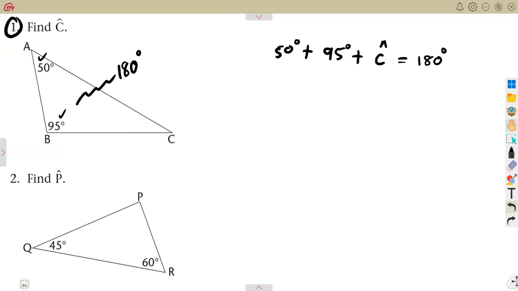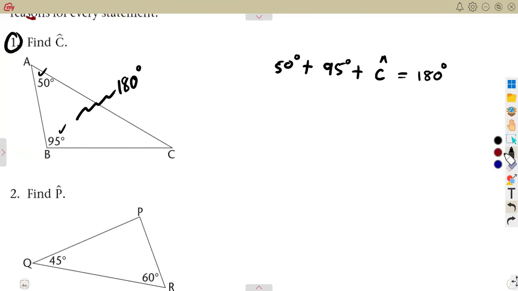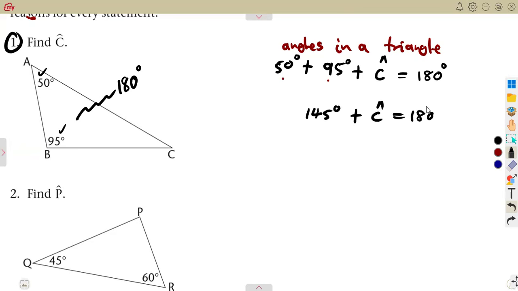So the reason that we're going to have in this case is angles in a triangle. Angles in a triangle add up to 180 degrees. So if you understand this, you can actually form an equation that you are supposed to solve. We can add these two numbers, the 50 and 95. That is going to give us 145 degrees plus angle C, which is equal to 180 degrees.